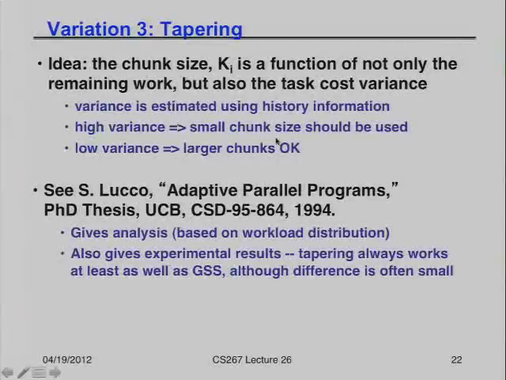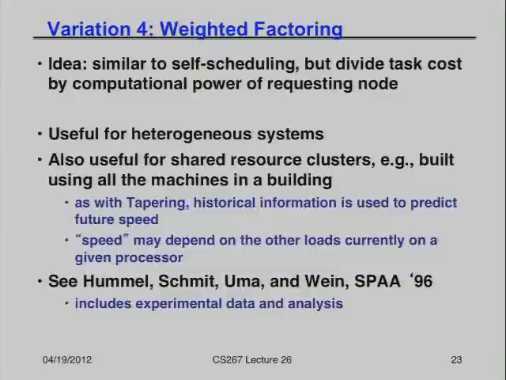And the final variation people explored is, well, what if every processor is not the same? Some processors are running faster than others, and there's a pretty obvious weighting mechanism that you should use, which is that if one processor is running slower and you have to decide how much work to give it, you weight it by how fast it's going to run.